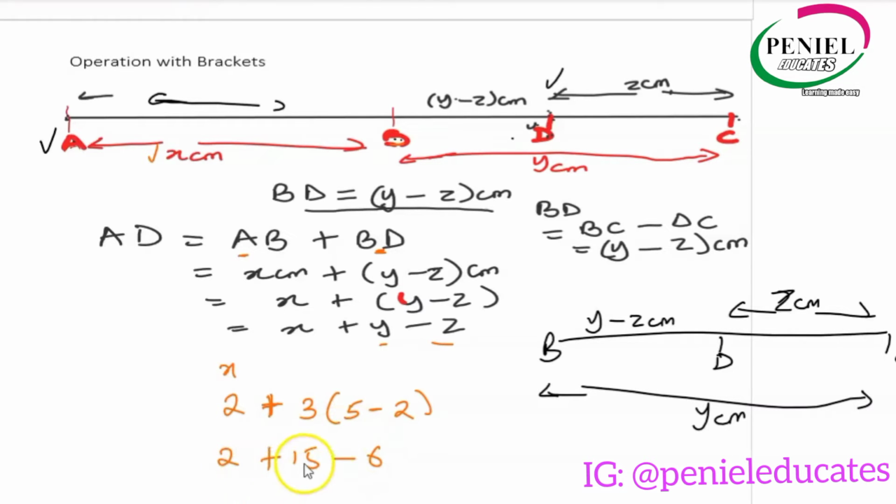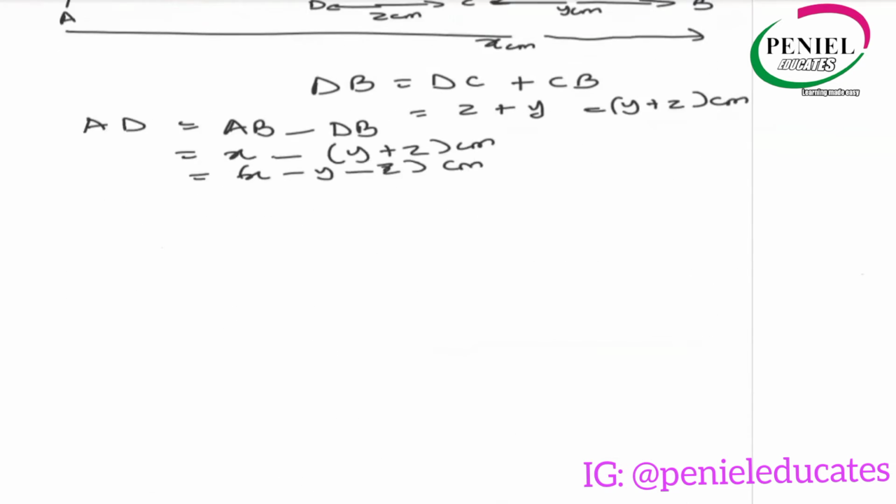So it doesn't change it. What you do is 2 plus 15, which is 17, minus 6, which is going to give you 11. And it's the same thing if you just do 5 minus 2 here, this is 3. 3 multiplied by 3 is 9, and 9 plus 2 is the same thing as 11. So that is what we're talking about: a positive sign before a bracket does not change the sign inside the bracket. Okay, so let's quickly move on to another one.